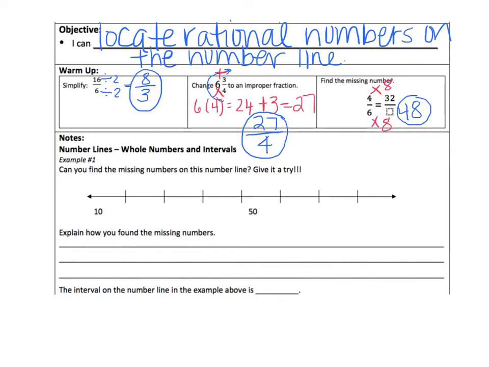Okay, so on to our notes. For the notes section, we are looking into how to plot or locate whole numbers on our number line, something that you already know how to do. So the first thing we need to recognize is that these numbers are placed in the wrong location. So I'm just going to color those in and move them over as if they were in the proper place to begin with.